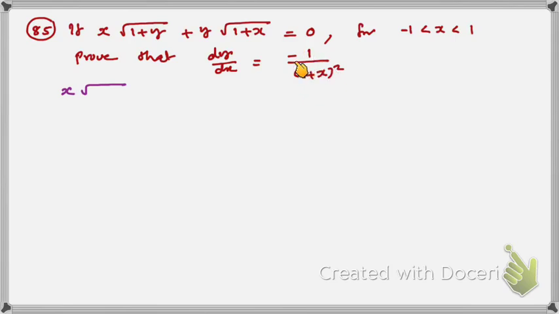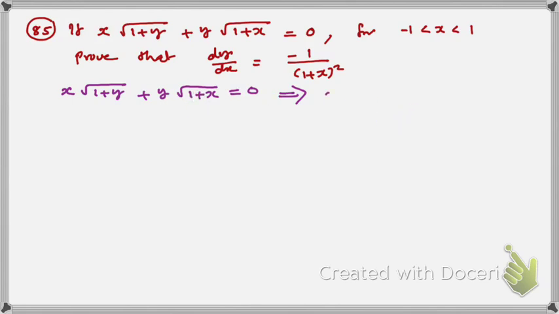If the question is in terms of x and y, the answer will also appear in terms of x and y. So that means I should not start this question as an implicit function. I need to explicitly express y in terms of x. My question has to be only in x. That's when I get my derivative only in x. So I'm going to try and solve for y. So I'm going to copy the question. x into root of 1 plus y into root of 1 plus x is equal to 0. I'll shift one of these terms to the right side.